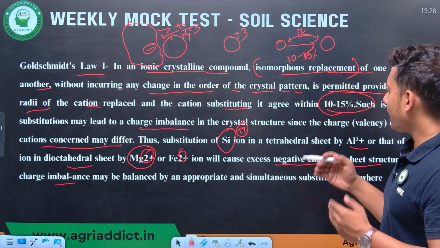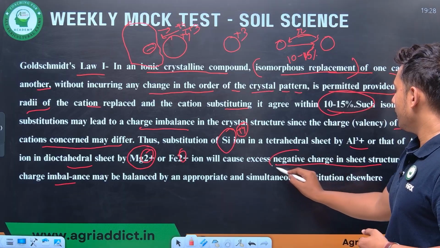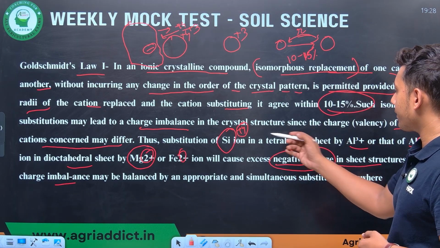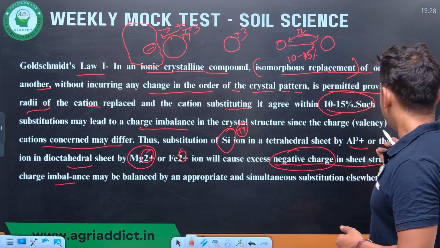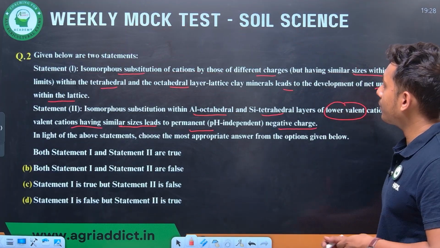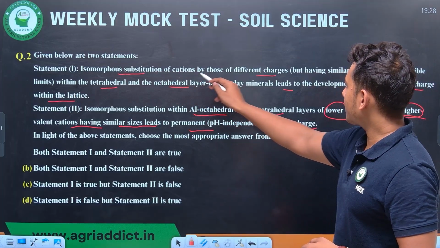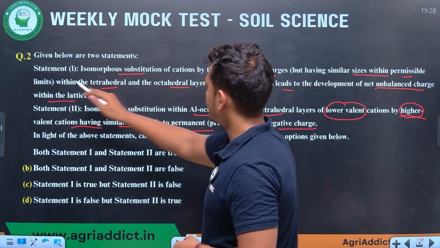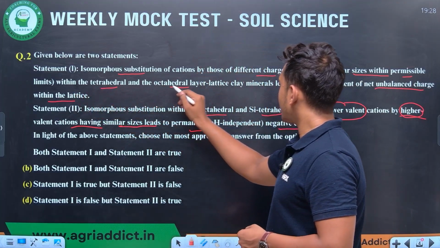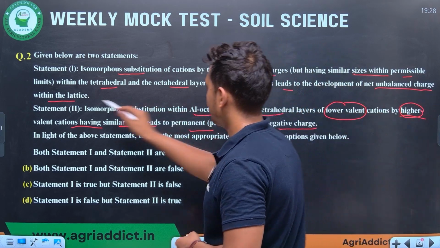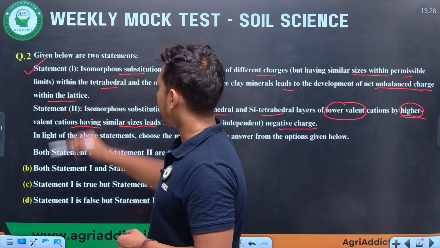So whenever excess negative charge is formed, the higher valency is replaced by the lower valency. In that question, the first statement was that isomorphous substitution of cations with different charges but similar size, within the permissible limit, in the tetrahedral and octahedral layer of the lattice leads to the development of net unbalanced charge. So this statement is correct.